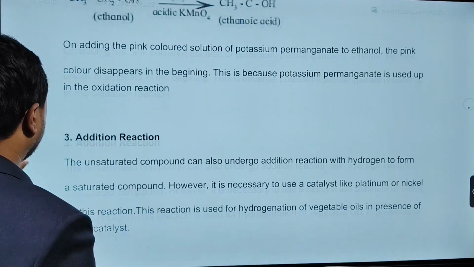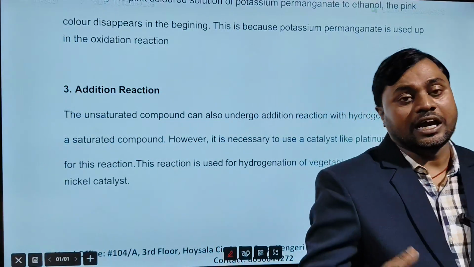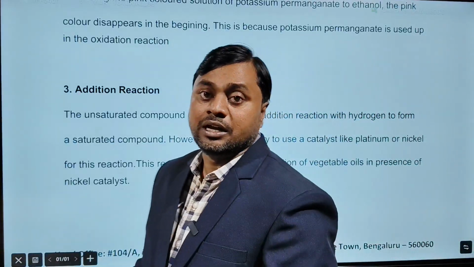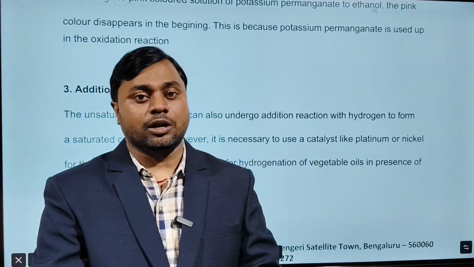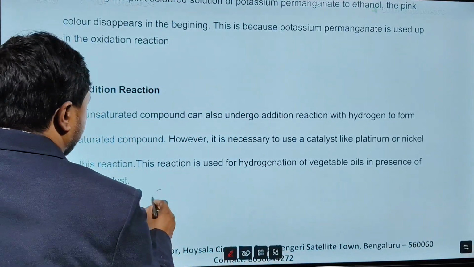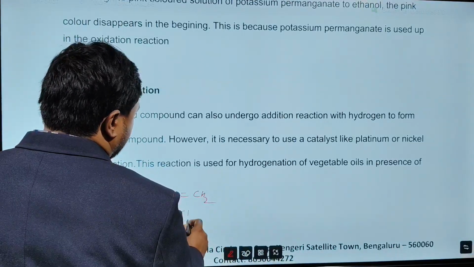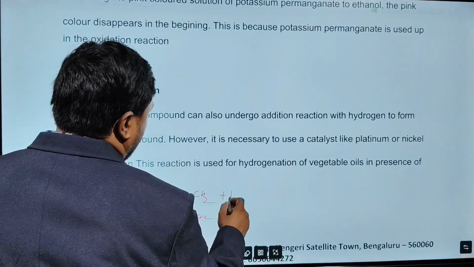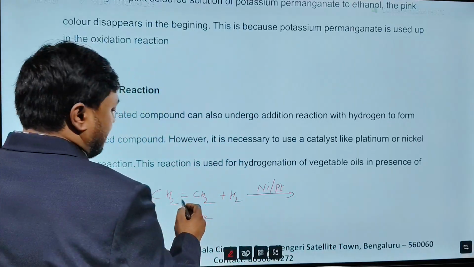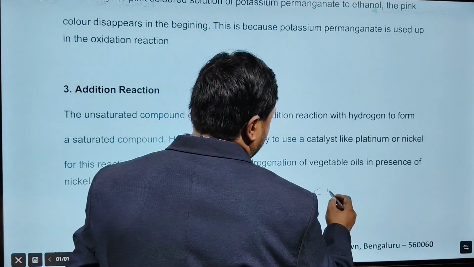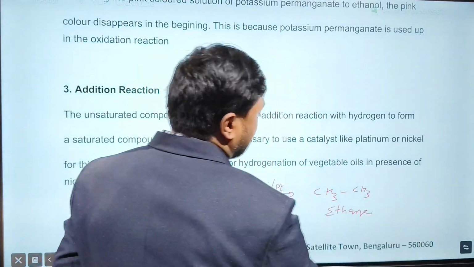Next, we talk about the addition reaction. Generally, addition reaction takes place in unsaturated hydrocarbons like alkene and alkyne. In the presence of a catalyst, if hydrogen is added, it will change into a saturated hydrocarbon. For example, take ethene, CH2=CH2. Here hydrogen is added in the presence of a catalyst like nickel or platinum, one hydrogen added here and one added here, so it changes into CH3CH3. This is ethene changing into ethane. This is called an addition reaction.